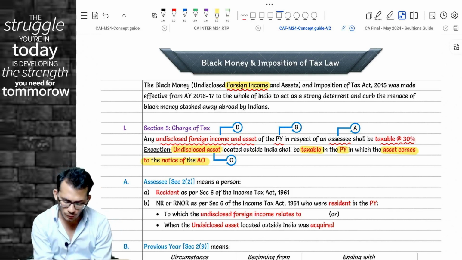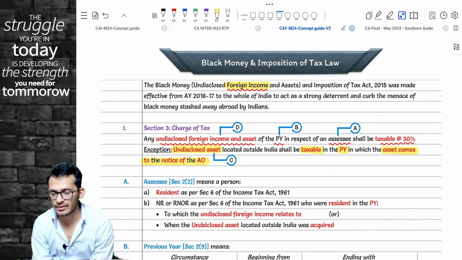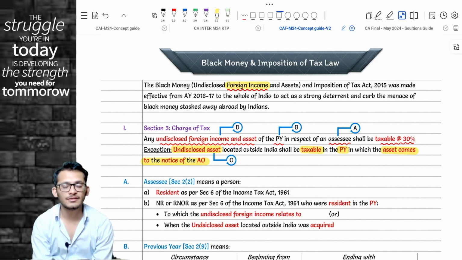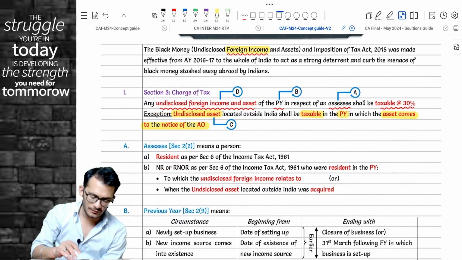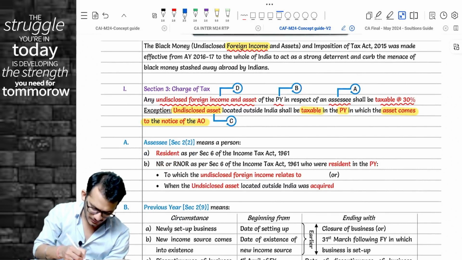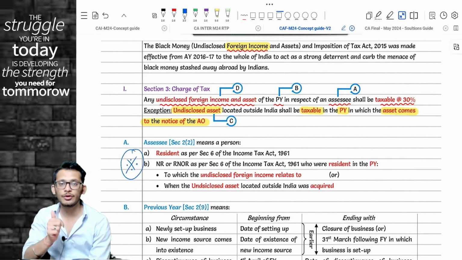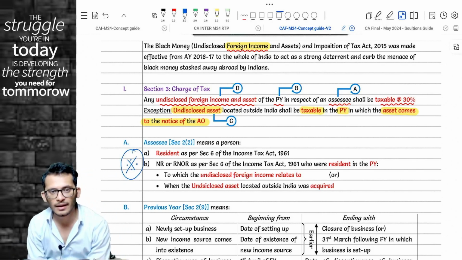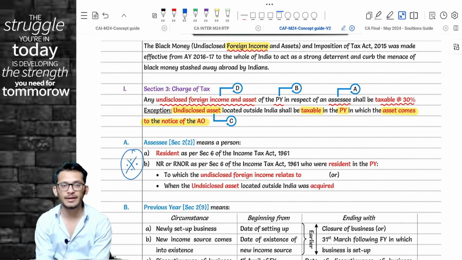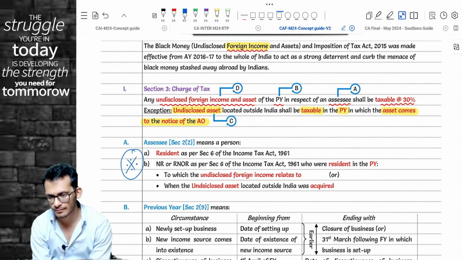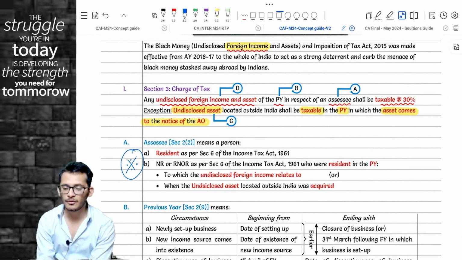I saw some 1, 2, 3, 4 words. Let's start with the easiest one, being assessee. The first important thing from an exam perspective. Rahul, when it comes to black money, who do you think is an assessee? Ask yourself a question. Is this act applicable on foreign income or Indian income?